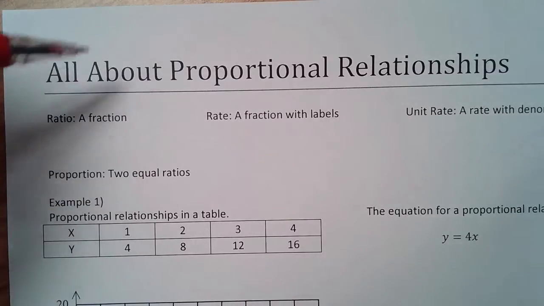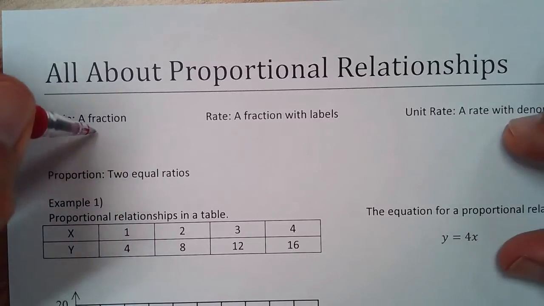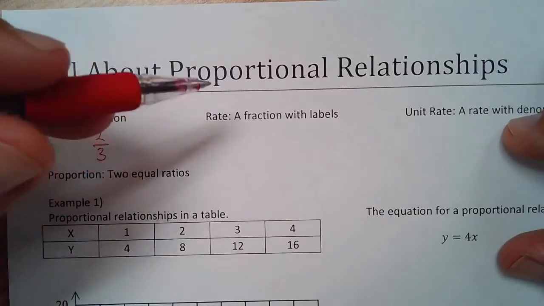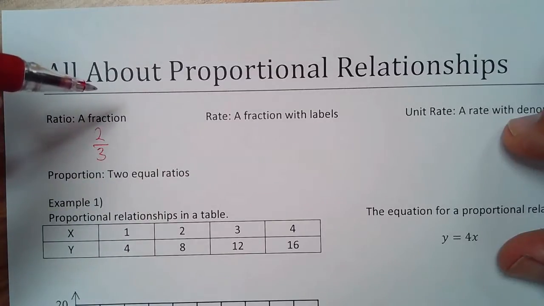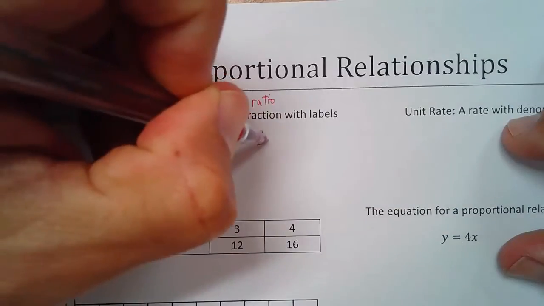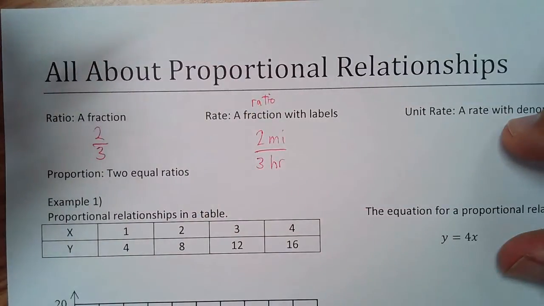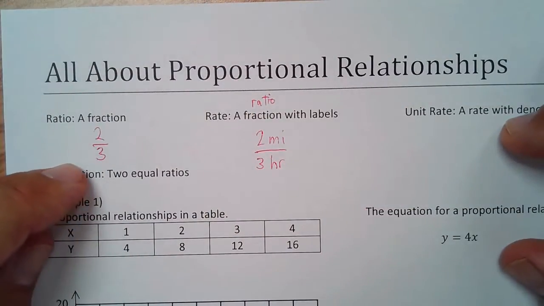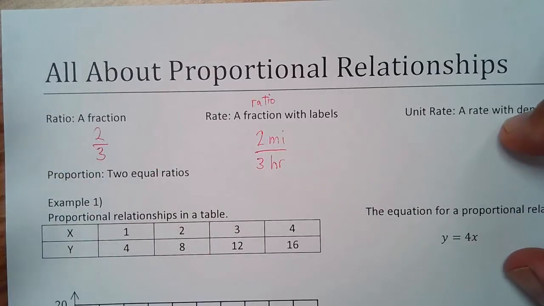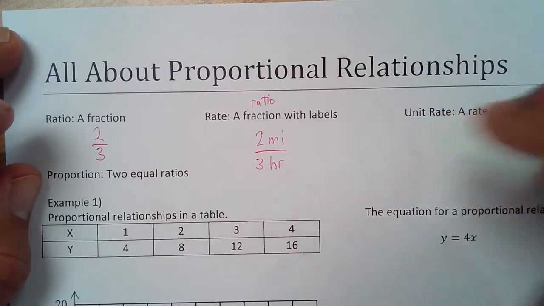I'm defining a few terms. One, a ratio. That's really just a fraction, a fraction such as 2/3. That's a ratio. Now, a rate is a fraction with labels, or a ratio with labels. So I could have 2 miles in 3 hours. So we can immediately see the similarity between a ratio and a rate. You just got labels on there. And usually these labels are two different kinds of measurement, like this is distance and this is time.